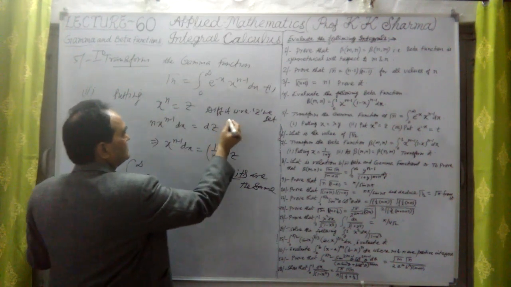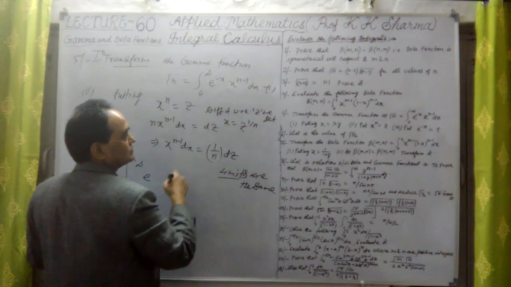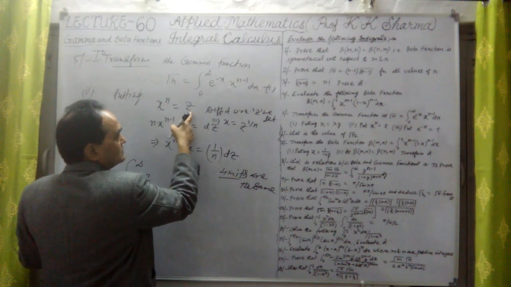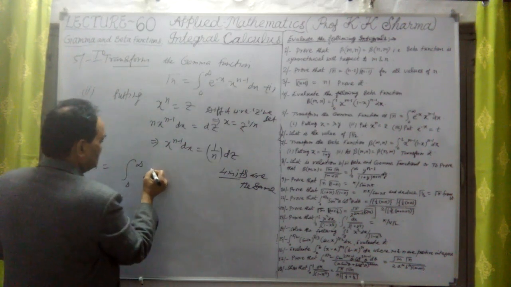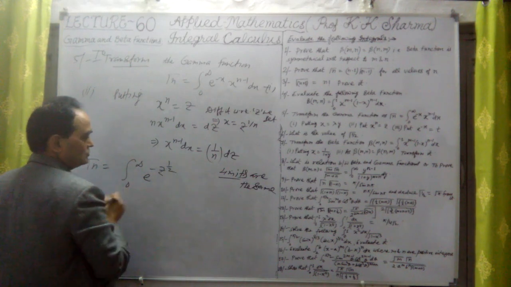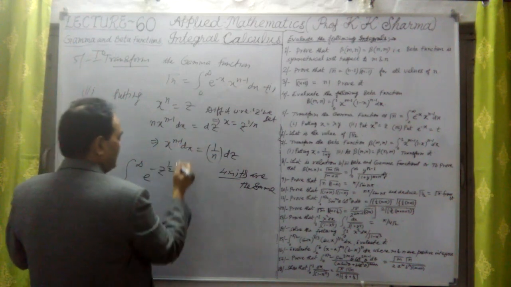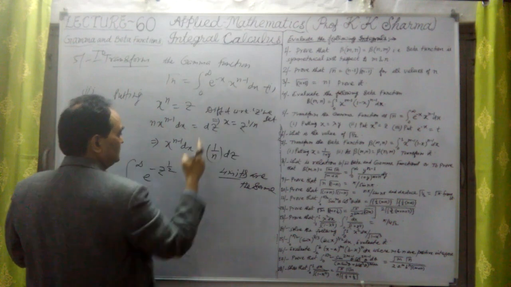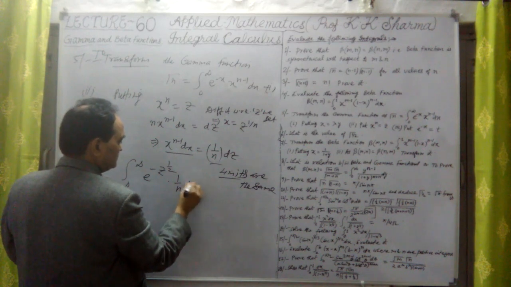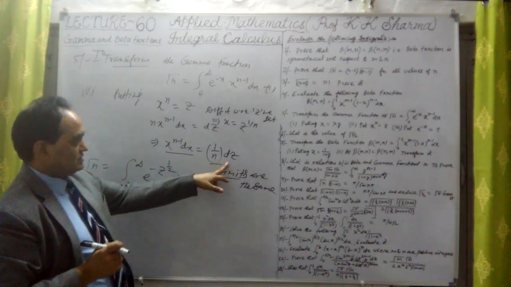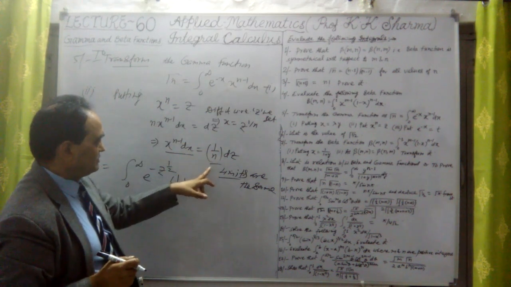Now what is x here? This also implies that x equal to z raised to the power 1 upon n. Here x to the power n equal to z, so we can take the nth root of z equal to x. So in place of x, we substitute e raised to the power minus z raised to the power 1 upon n. And x to the power n minus 1 into dx we have replaced by 1 upon n dz.